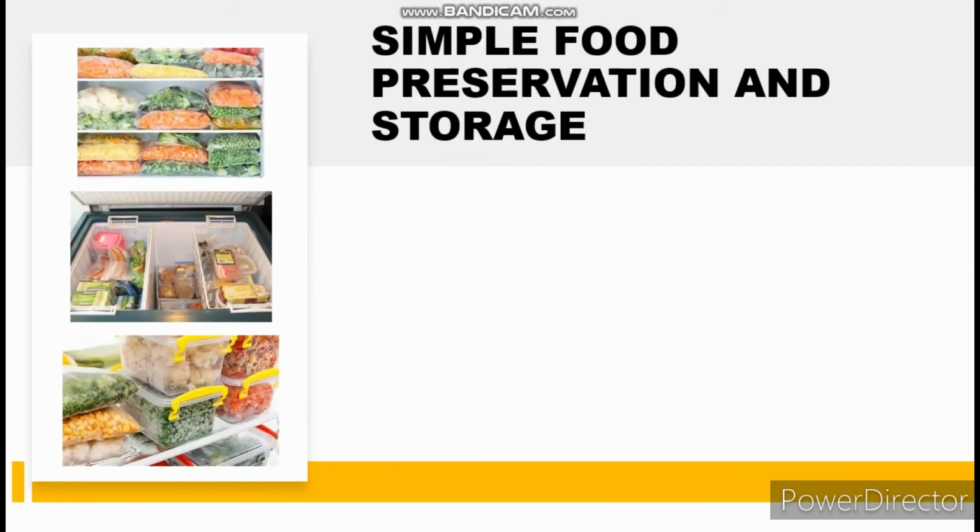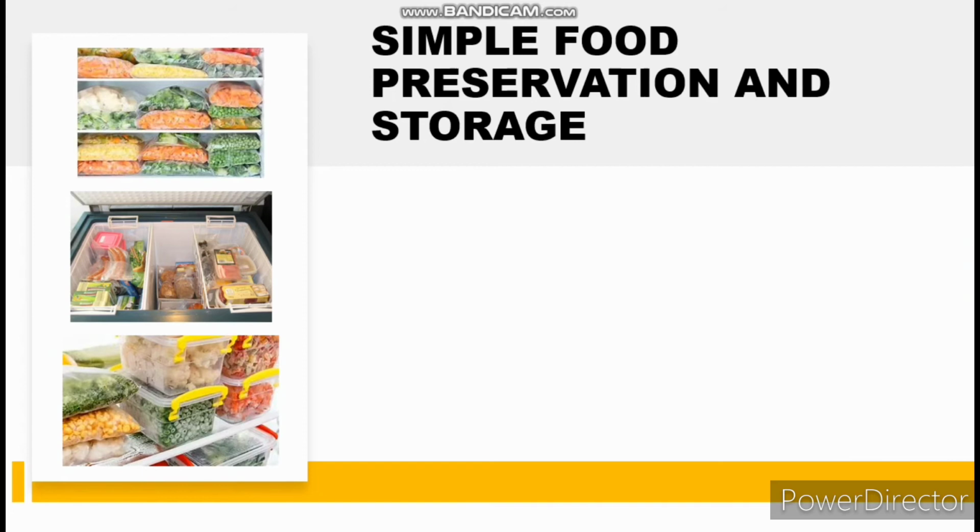Our topic is simple food preservation and storage. We will examine these questions during the course of our learning. Why do we preserve food? What are the methods of food preservation? What are the food storage methods? What is the difference between storage and preserving of food?